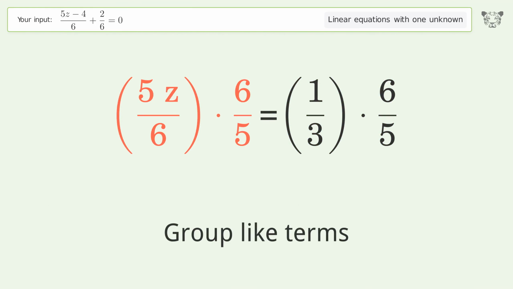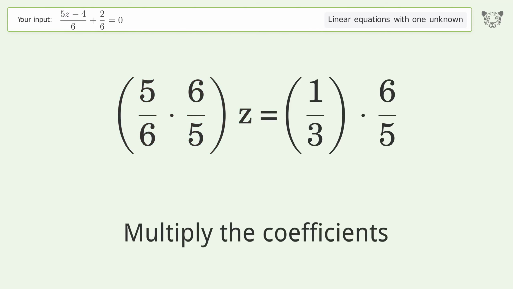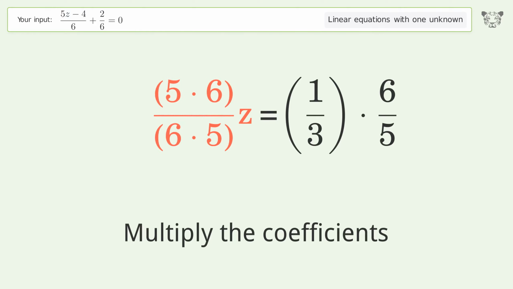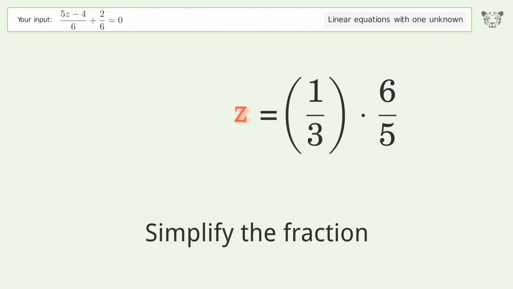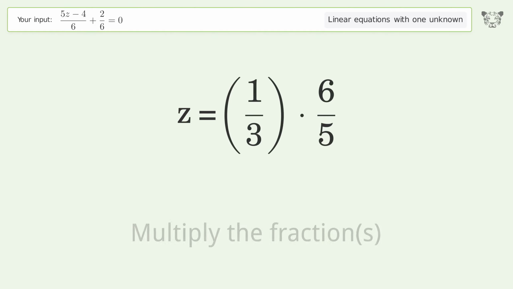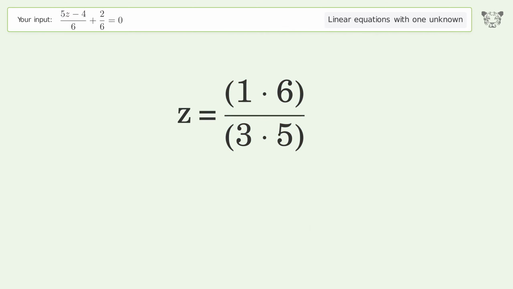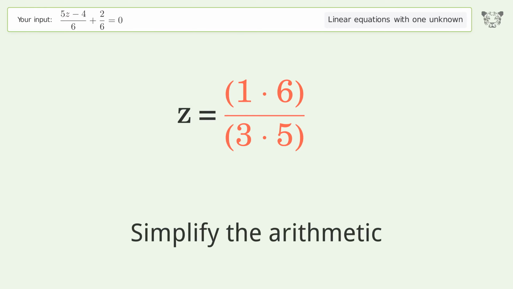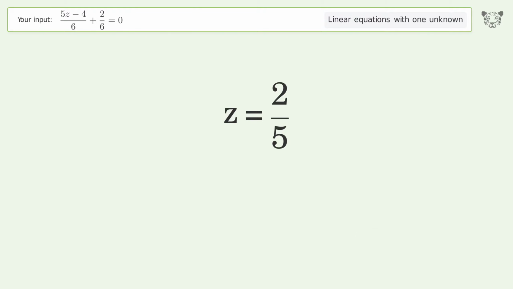Group like terms. Multiply the coefficients. Simplify the fraction. Multiply the fractions. Simplify the arithmetic. And so the final result is z equals 2 over 5.